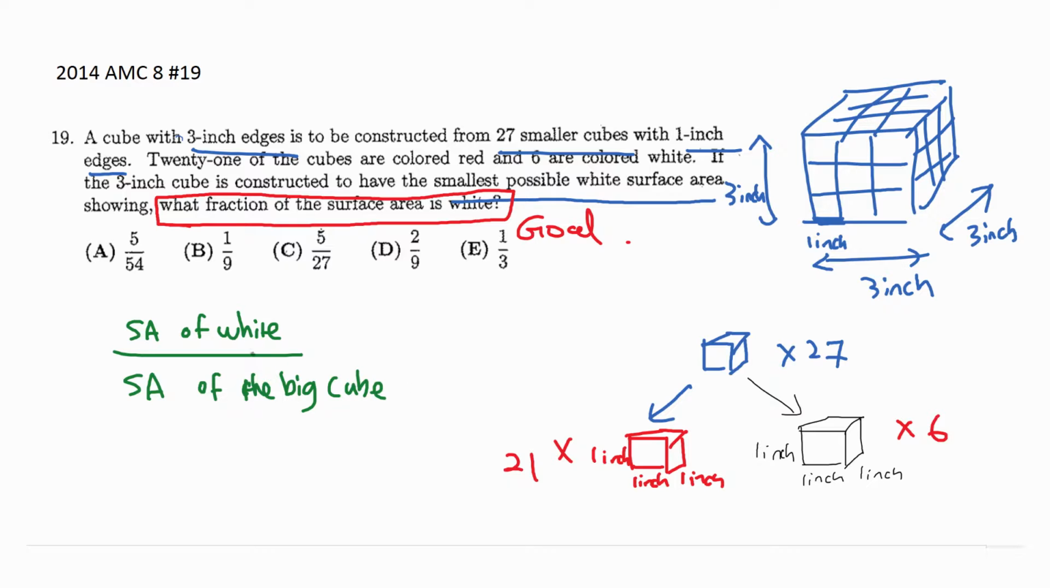of the big cube. Okay, so to create the smallest, one cube can be placed in the very center of the big cube here, because in the very center, it's not exposed to the outer surface. Therefore, we can put one white cube in the very center.